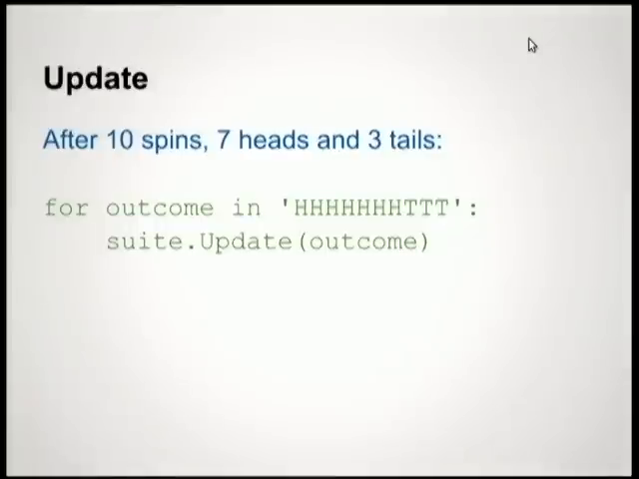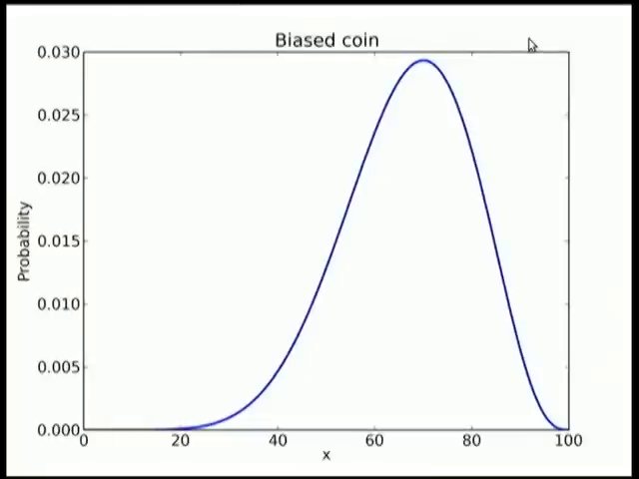So here's a simpler way to write that loop if you want to. If you give it a string of values, you can give it seven heads and three tails, or whatever combination you want, and then do the updates. If I see seven heads out of 10, I expect the central tendency of this distribution to be about 70%. And I expect it to be a little bit narrower than the one I just saw, because I've seen more data. And in fact, that's what I get. Still pretty wide, but at least it's narrower than it was.